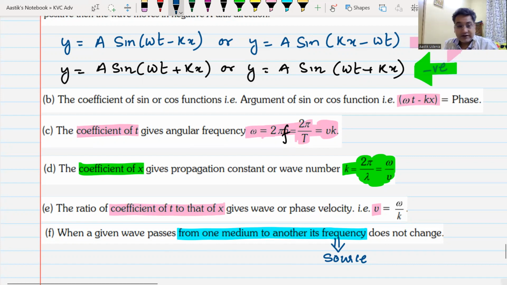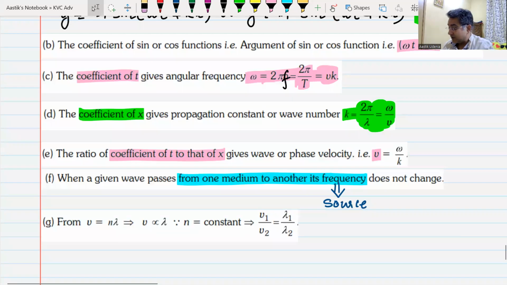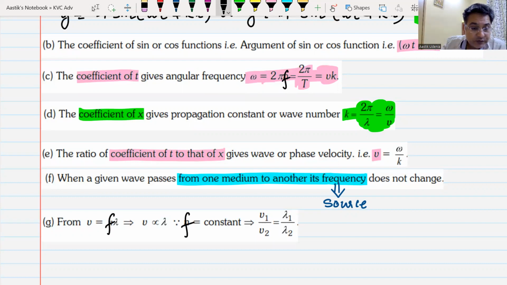So we can have a relation between the speeds and the wavelengths in the two cases, and this is how you can find out the relation. v is equal to f lambda. v is directly proportional to lambda if frequency f is constant. v1 by v2 will be equal to lambda 1 by lambda 2.